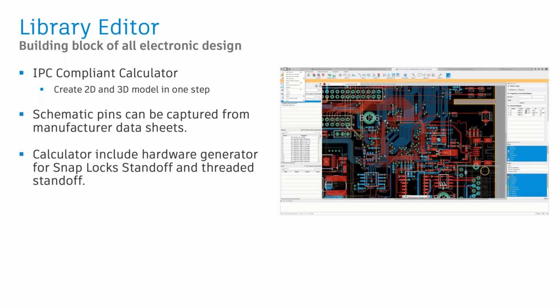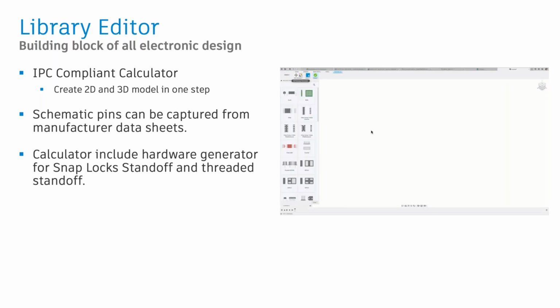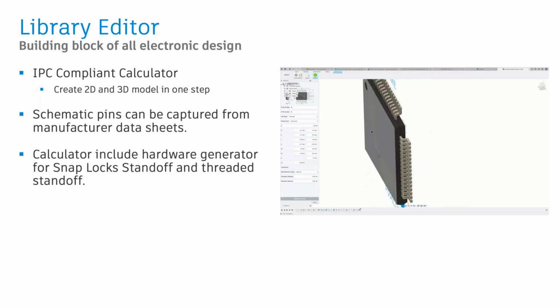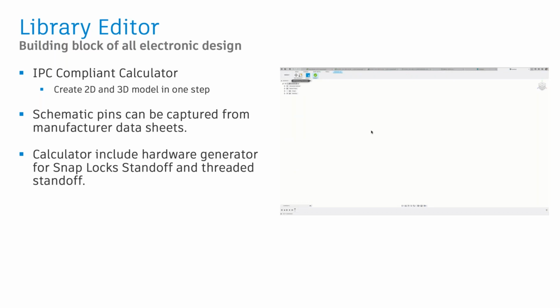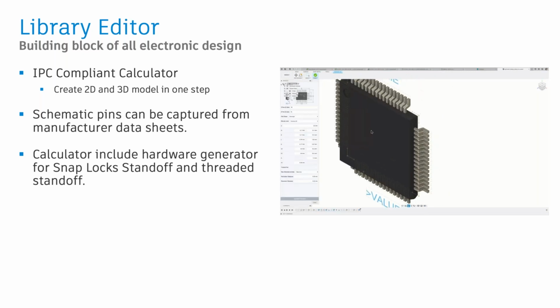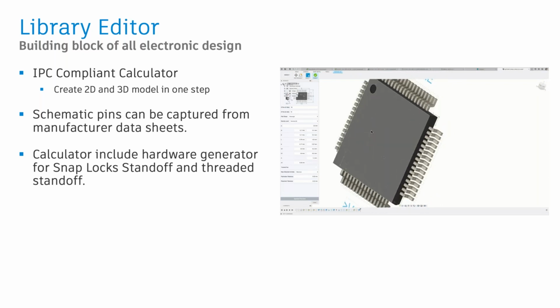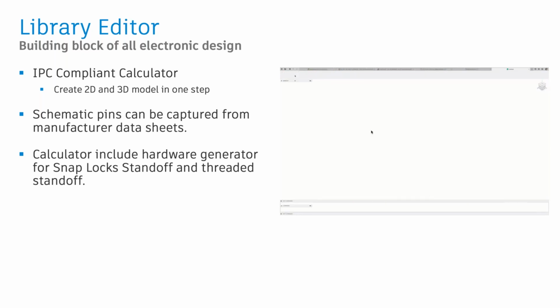And you were very prone to error in this process. By using a calculator, you could select one of our templates, just transfer the data from the manufacturer's specification sheet, and it will actually build a footprint for you. Therefore, it lowers the amount of errors, or lowers the capability of having errors.